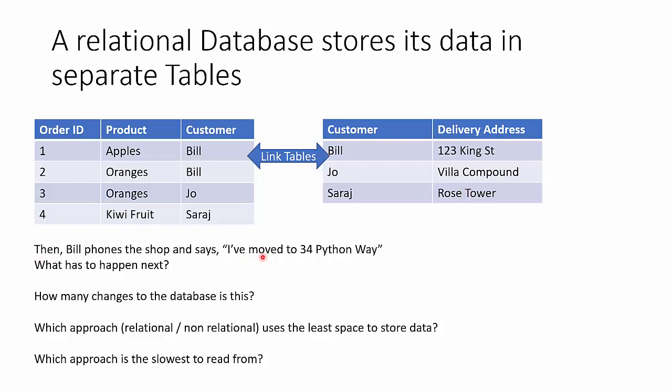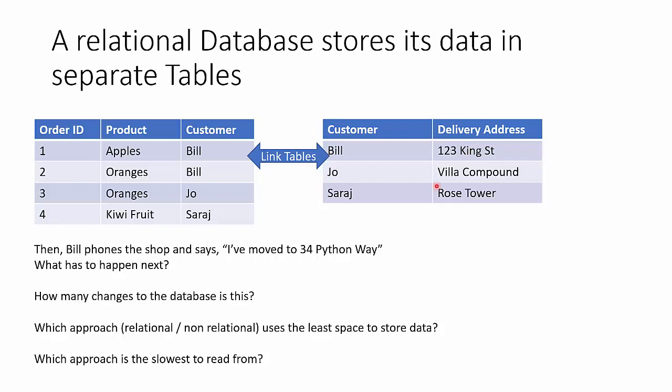When Bill phones the shop to say, I've now moved to 34 Python Way, the only place we need to change is here. So even if Bill has millions of orders, we're only going to make one change in this table here. And then when I want to produce a list of orders, I'll merge these 2 tables together using the existing data, and that'll give me the latest version of all of the data that we've got. So straight away you can see that storing data in this kind of relational format means that updates and changes are much, much faster, because you only need to change data once rather than once per line in the non-relational database.